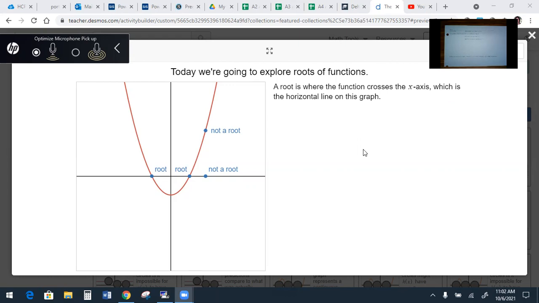A root is where the graph crosses the x-axis. So this is a root, this is a root. This one is not a root because it doesn't touch the x-axis. And this point is not even on the graph. Are we all clear on what a root is? Like this one's not even on there.